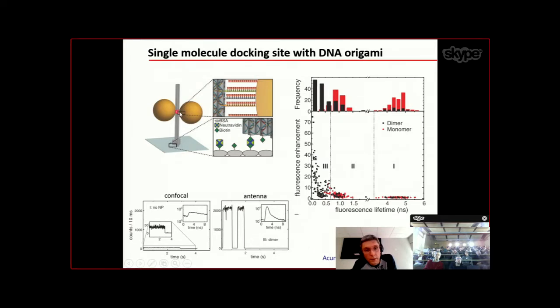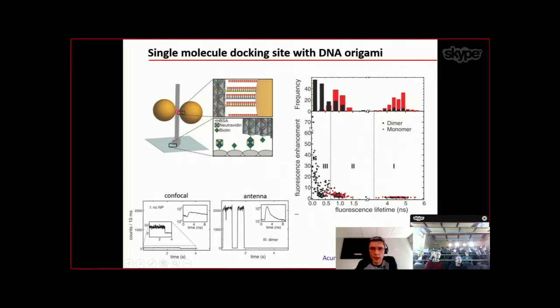So there you have single molecules that are able to bind to the DNA and feel indirectly the hotspot of the nanoparticles. Okay. And again, as you can see, the signal on the nanoantenna is very intense, with short lifetime, as compared to what you can have in confocal. The signal is much weaker and the lifetime also orders of magnitude longer. Okay. And again, a reduction of lifetime because of radiative and non-radiative decay rate enhancement, and enhancement in fluorescence.